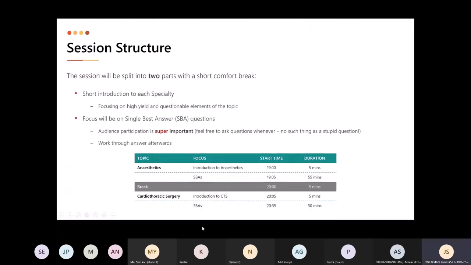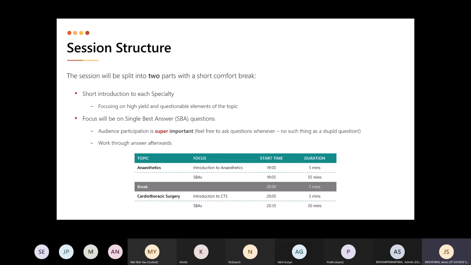So structure for this evening. We're going to split it into 2 parts, and then we're going to have a bit of a break in between for you to kind of go to the loo and get a coffee or a glass of water or whatever. We'll have a very, very short introduction to each specialty, which is basically just what do you need to know about that specialty and what do they do. And then we're going to focus on the SBA questions.